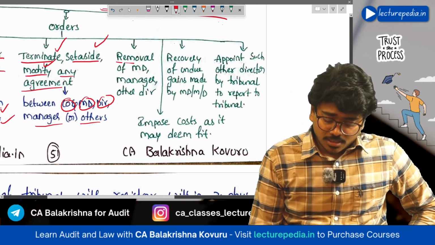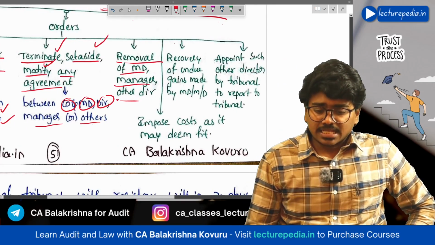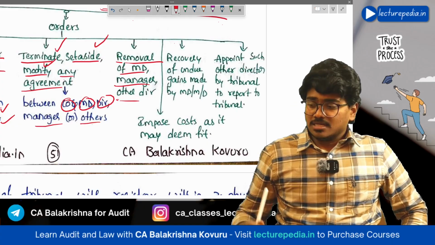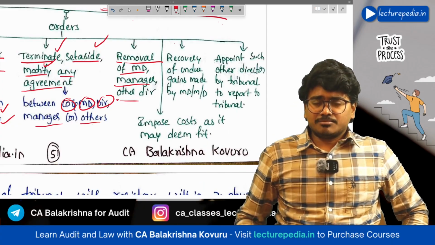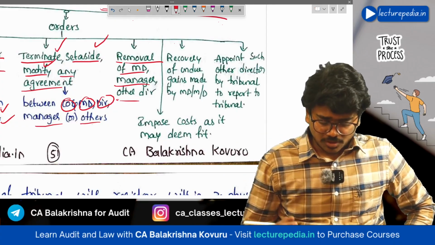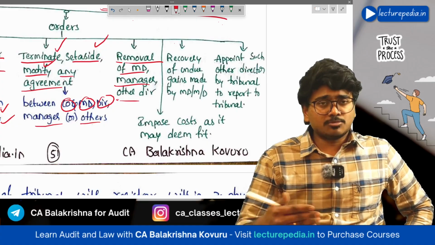Next, removal of managing director, manager or other director. If the tribunal feels that any of the managing director, manager or other director is mismanaging the company or causing oppression in the company, the tribunal will remove those directors. Okay, the tribunal will pass an order removing those directors.